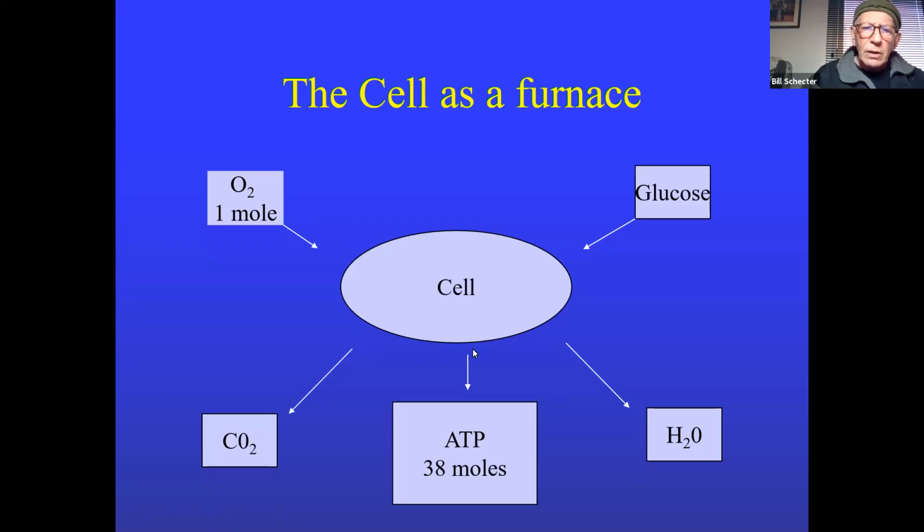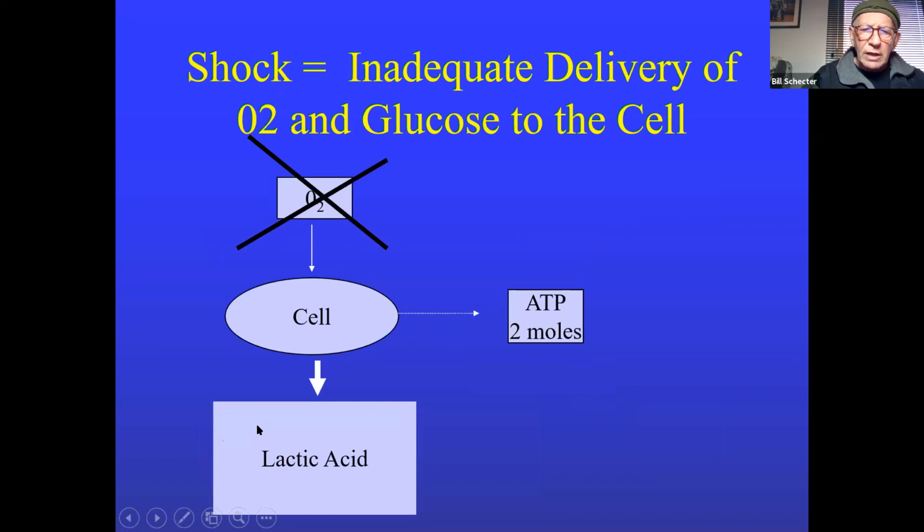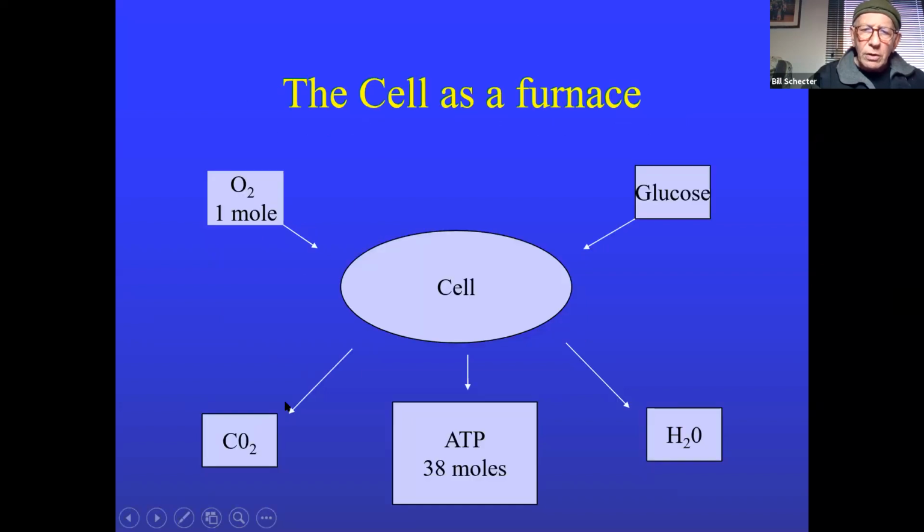Byproducts are carbon dioxide, water, and ATP, as you can see here. And with 1 mole of oxygen and glucose, we develop 38 moles of ATP.